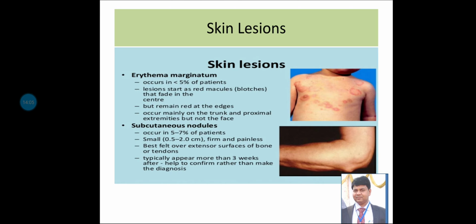Another important lesion is the subcutaneous nodules, which occur in 5 to 7% of patients of rheumatic fever. They are small, 0.5 to 2 cm, firm, painless nodules, best felt over the extensor surface of the bone or tendons. Typically they appear more than 3 weeks after the onset, and help confirm rather than make the diagnosis.